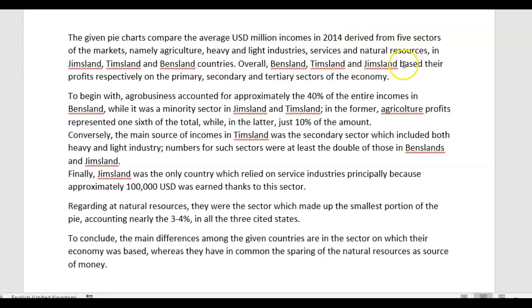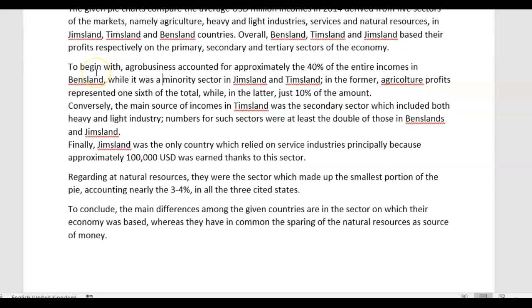Overall, Bensland, Teamsland, and Jimsland, yes, exactly, and this is how you go on and name the country specifically, base their profits respectively on the primary, secondary, and tertiary sectors of the economy. Great vocabulary, great, yes, great introduction.